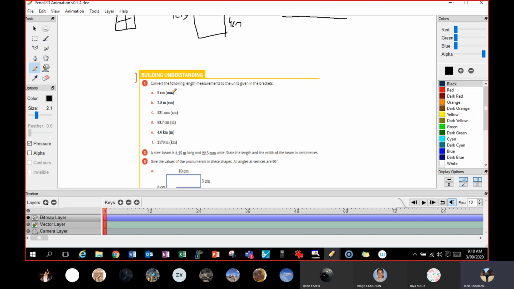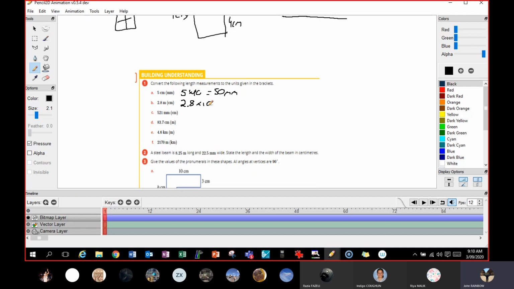So if you want to convert from centimeters to millimeters, there's 10 millimeters in 1 centimeter. So I'm literally going to go 5 times 10, and that will equal 50 millimeters. Meters to centimeters, that's 100 centimeters in a meter, and it's going to get bigger. So I always think, is it going to get bigger or smaller? And that really helps me.